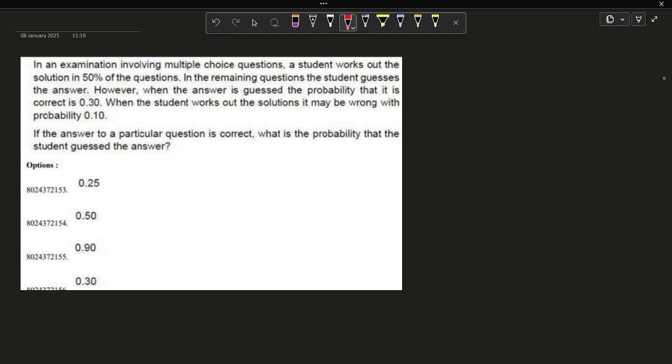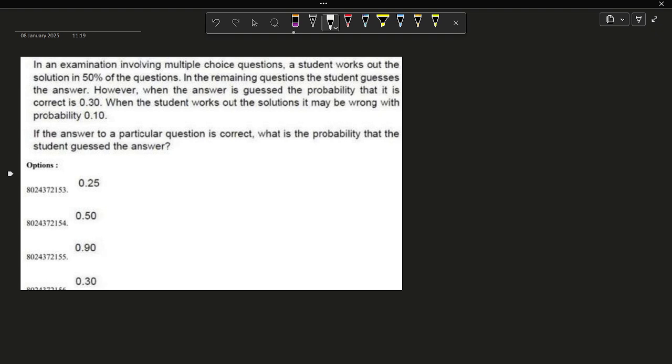However, when the answer is guessed, the probability that it is correct is 0.30. When the student works out the solutions, it may be wrong, with probability 0.10. If the answer to a particular question is correct, what is the probability that the student guessed the answer? The options are 0.25, 0.50, 0.90 and 0.30.